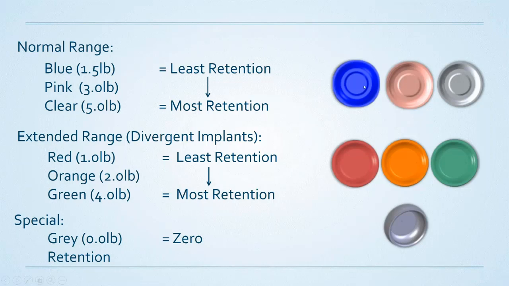And you can see here, it's got a button appearance where there's like an internal button as well as the external button. So the least retention is blue, most retention is clear. Additionally, for highly divergent implants, we have extended range Locator inserts. Red is the lightest, followed by orange, followed by green. You can see here, you can match kind of the strength levels. So the red will be somewhere between the 0 and the blue. The orange will be somewhere between the pink and the clear, and the green will be just a little bit less than the clear insert.